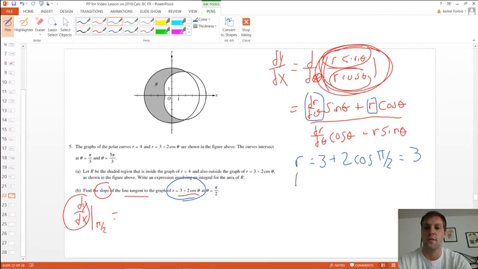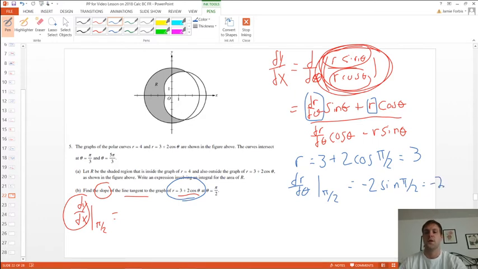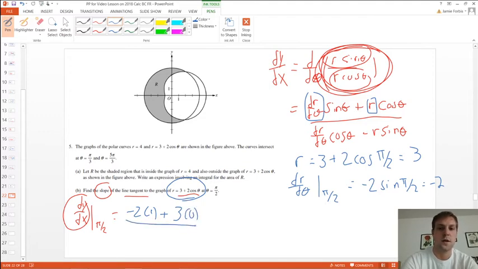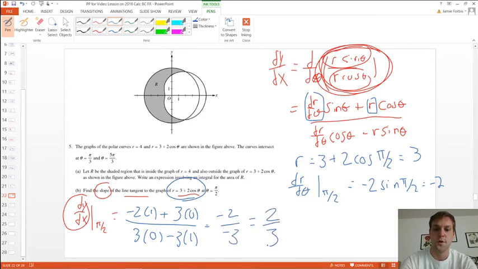And if I want to know dr over d theta evaluated at pi over 2, the derivative of 3 plus 2 cosine theta is just negative 2 sine of pi over 2, which is just negative 2. So we got our r, our dr over d theta, and our derivative function to plug stuff into. Plugging in pi over 2, I get negative 2 sine of pi over 2, which is 1, plus r, which is 3, times the cosine of pi over 2, which is 0, over dr over d theta, which is negative 2, times the cosine of pi over 2, which is 0, minus again the radius 3 times sine of pi over 2, which is 1. So this ends up being negative 2 over negative 3, which is 2/3.